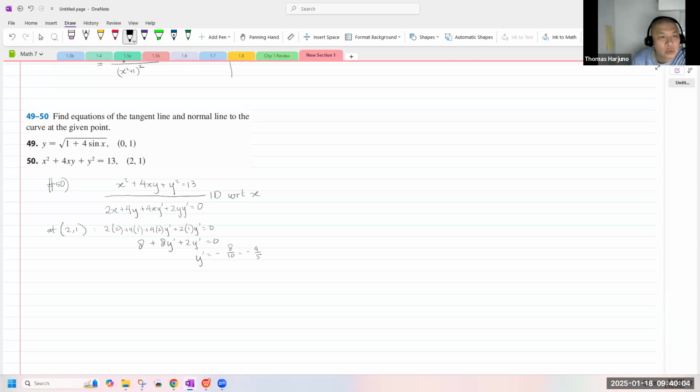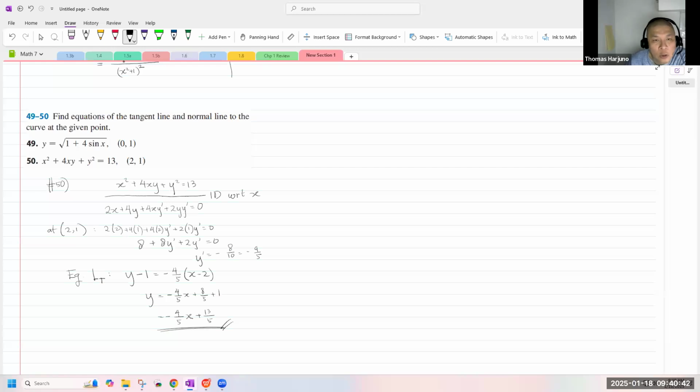Okay, so the equation of the tangent line will be y minus 1 equals negative 4/5 times (x minus 2), so y equals negative 4 over 5 x plus 8/5 plus 1, which is plus 13 over 5.